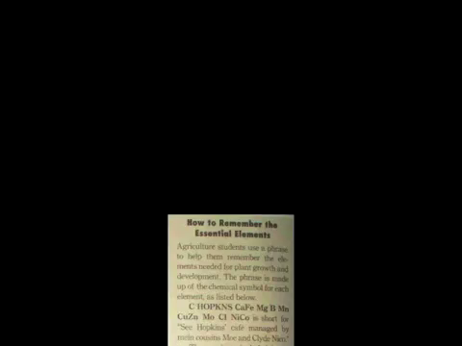Sidebar: hints for success. How to remember the essential elements. Agriculture students use a phrase to help them remember the elements needed for plant growth and development. The phrase is made up of the chemical symbols for each element, which is listed below.